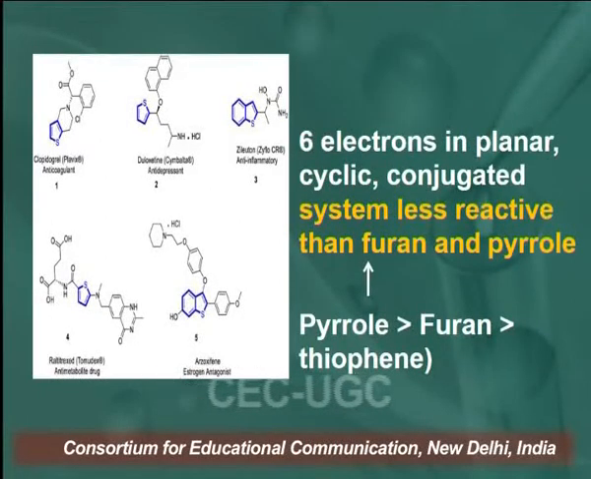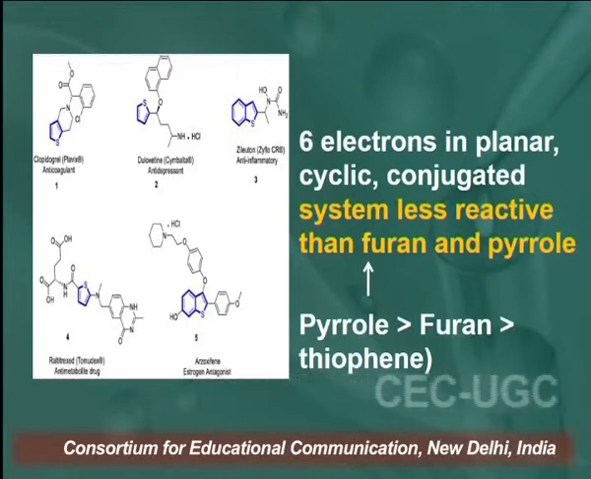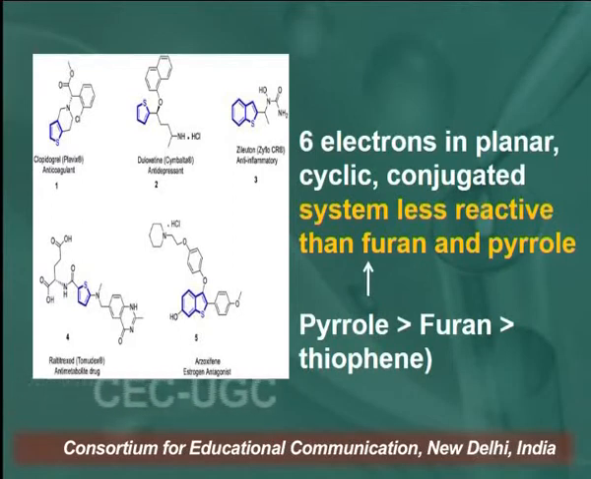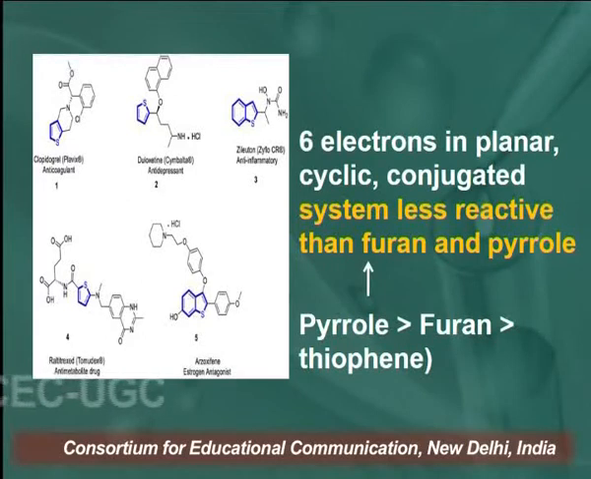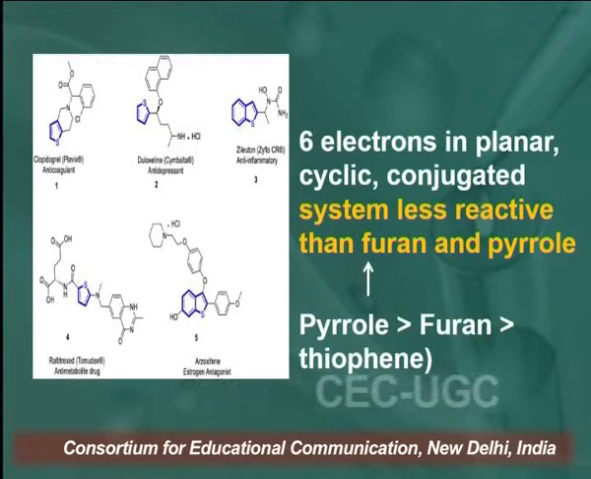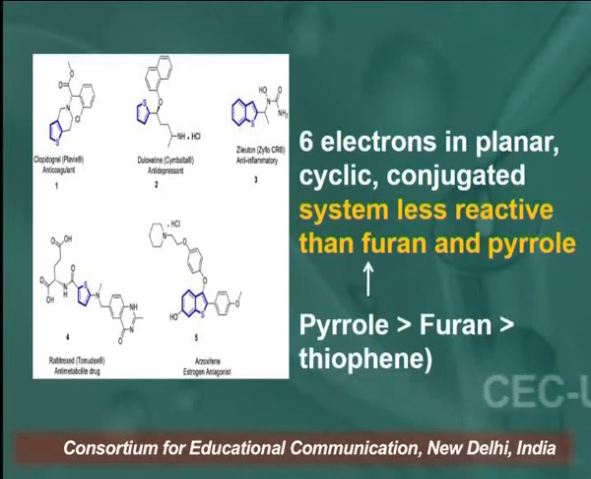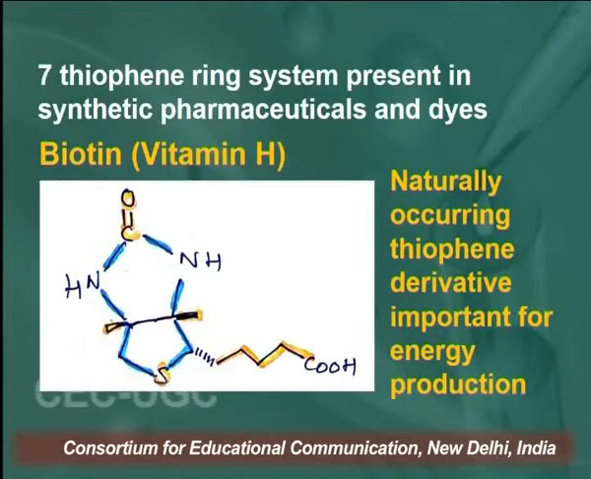And again here these are the 6 electrons. If you compare these structures, thiophene also has 6 electrons, it is also planar, it is also cyclic, and has a conjugated system, but it is less reactive than furan and pyrrole. So, the reactivity order is pyrrole, furan and thiophene. Thiophene is the least reactive, but it is the most aromatic in nature.